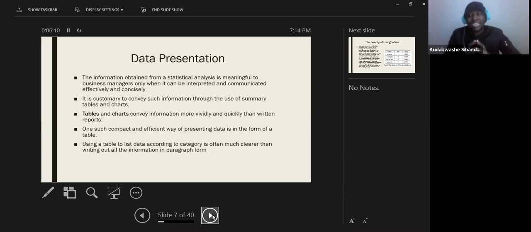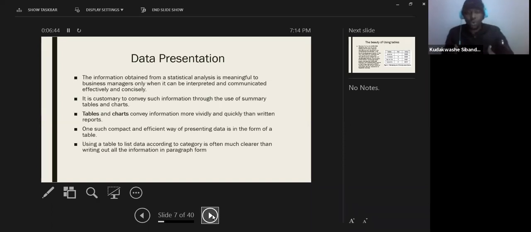All right, so we can't talk of statistics without talking of what is called data presentation. Because remember, we are saying that statistics is a tool that you are using to support your decision. So it's a way that you are using to present data that will support the decision that you are making. So we can't talk of statistics and not talk about data presentation. When you're talking about data presentation, we know that information obtained from a statistical analysis is meaningful to business managers only when it can be interpreted and communicated effectively and concisely.